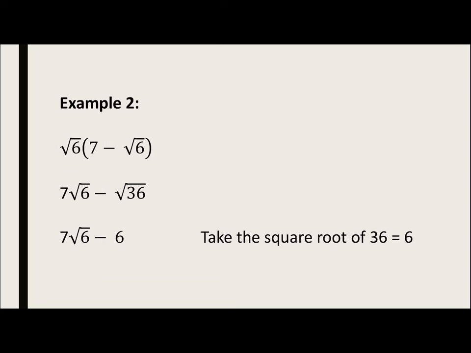Example 2, the square root of 6 times 7 minus the square root of 6. The square root of 6 times 7 is 7 square root of 6. The square root of 6 times the square root of 6: multiply 6 times 6 because they're both inside. Then the square root of 36 equals 6.